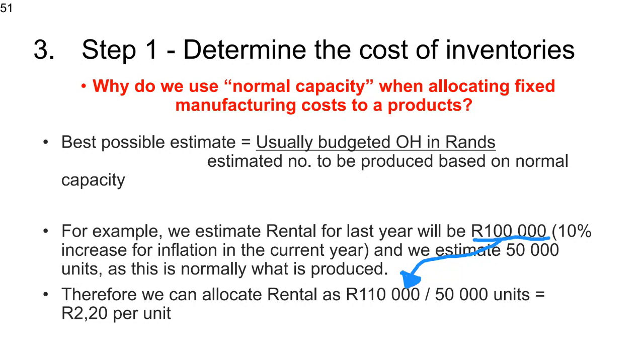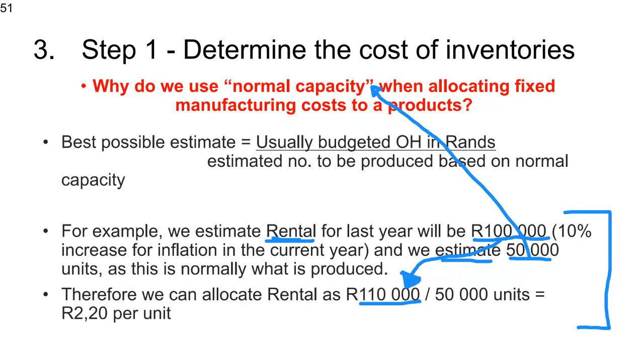Okay, cool. So anyway, let's come back to our example. We took a small tangent there. We have this fixed cost, the rental. The rental has increased by 10%, so we got an amount for the current year of 110,000 rand. Now we estimate that we're going to produce 50,000. We estimate that this is normal production. That's what our estimation is.